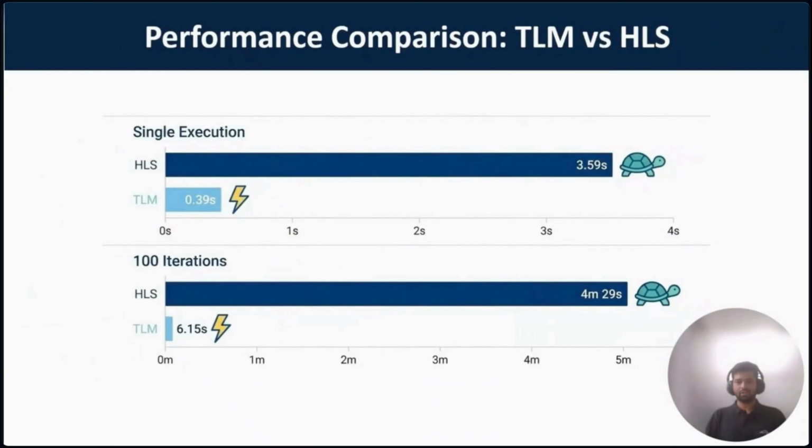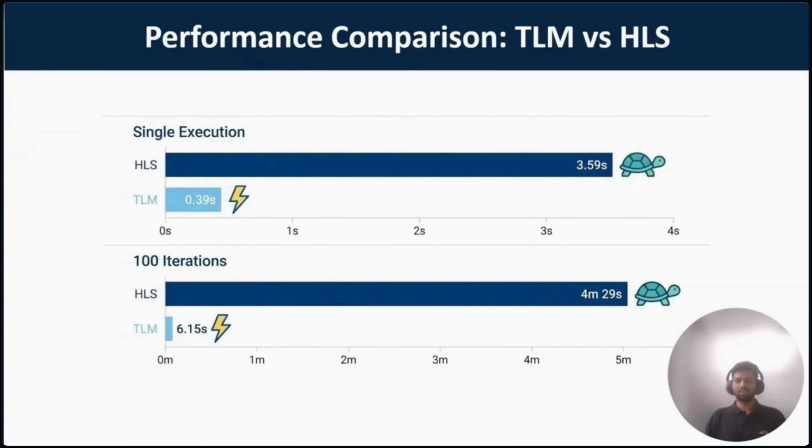To conclude our technical analysis, let's look at the simulation performance numbers because they illustrate something important about how to use these two models. For a single iteration, the TLM model completes in 0.39 seconds. The HLS implementation with the TLM wrapper takes 3.59 seconds, roughly 9 times slower. At 100 iterations, the TLM model finishes in 6.15 seconds. The HLS model takes 4 minutes and 29 seconds, roughly 43 times slower. The gap is expected and intentional.